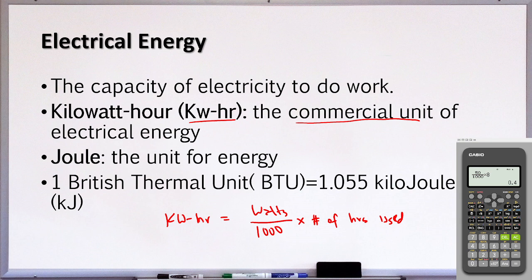If you maintain that usage for 1 month, 8 hours, so times 30, you will be consuming 12 kilowatt hours in a month. Let's say the rate per kilowatt hour of your utility company is 25. So 12 times 25. In a month, for your TV alone used 8 hours per day with a rating of 50 watts, you will be paying 300 pesos.